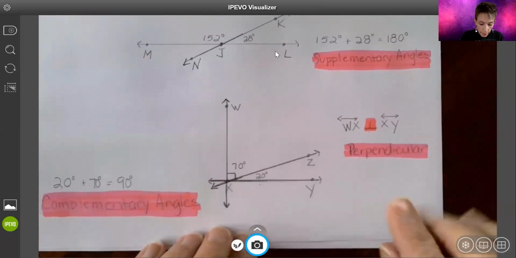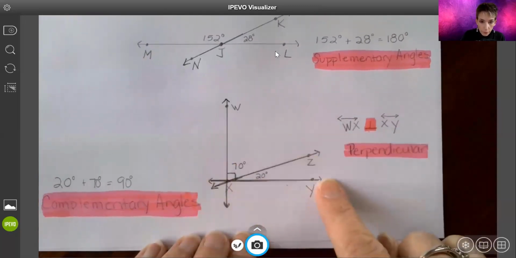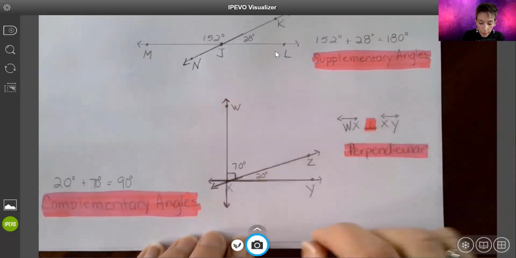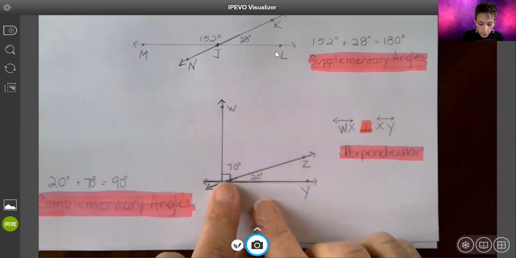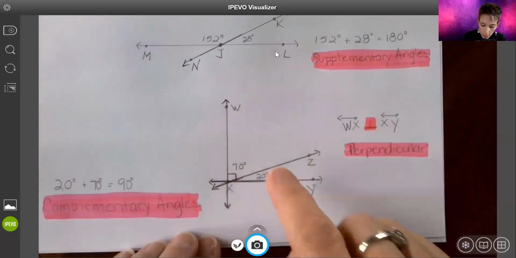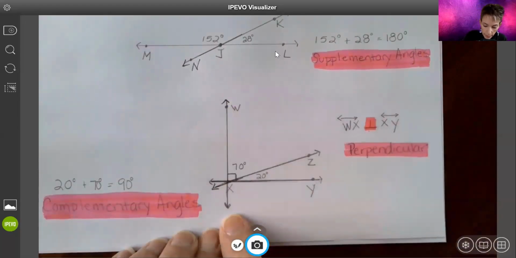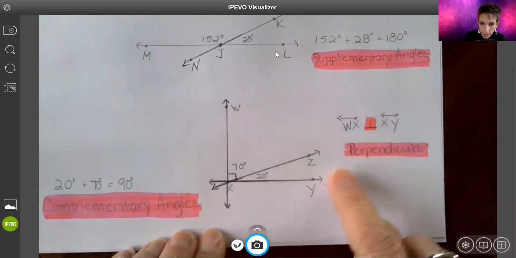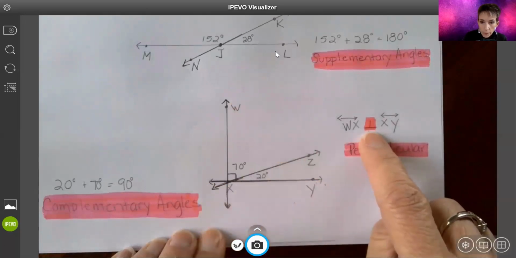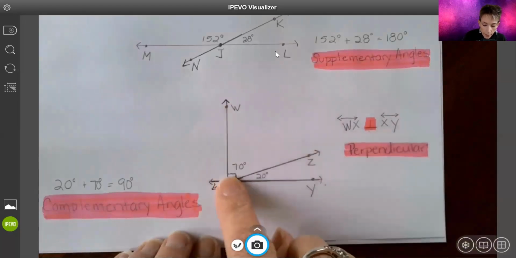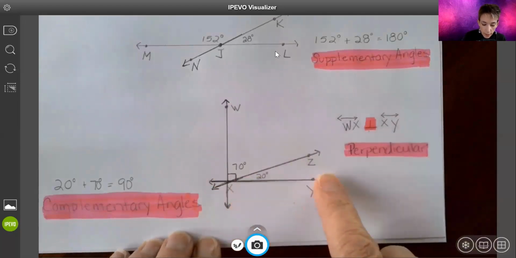Here we have lines forming a 90-degree angle. When lines intersect to form a 90-degree angle, we say that they are perpendicular to each other. So line WX is perpendicular to line XY. This is the symbol for perpendicular. This forms a 90-degree angle.